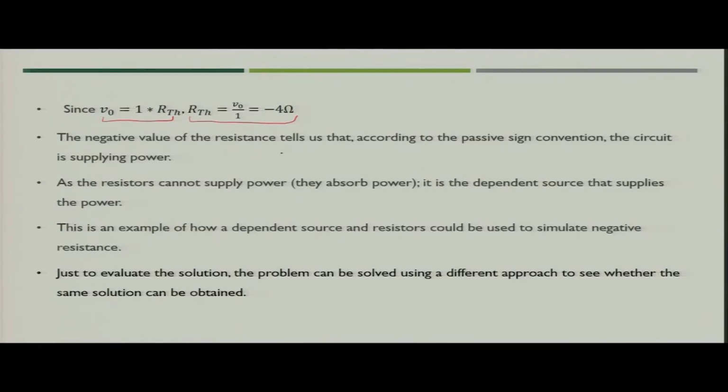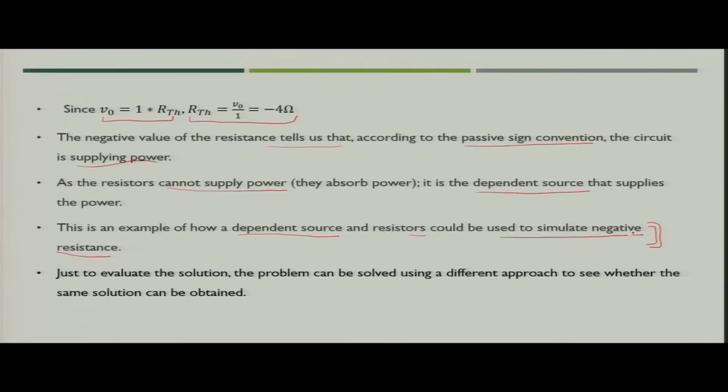Now, the negative value of resistance will tell us that according to the passive sign convention, the circuit is supplying power. Since the resistor cannot supply power, who supplies this power? The dependent source, which is connected to the network. In this example we have seen how a dependent source and resistor could be used to simulate the negative resistance. So, this property is very important.